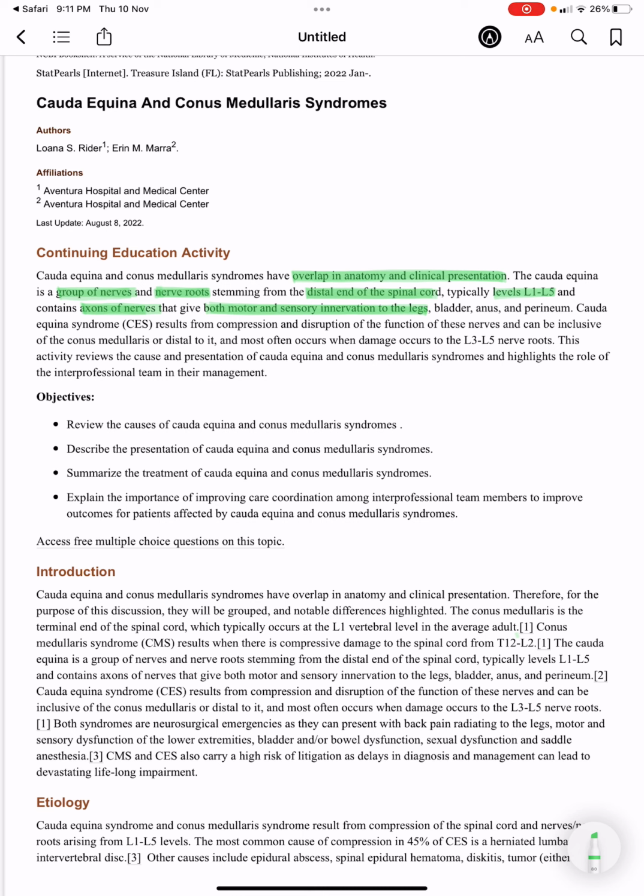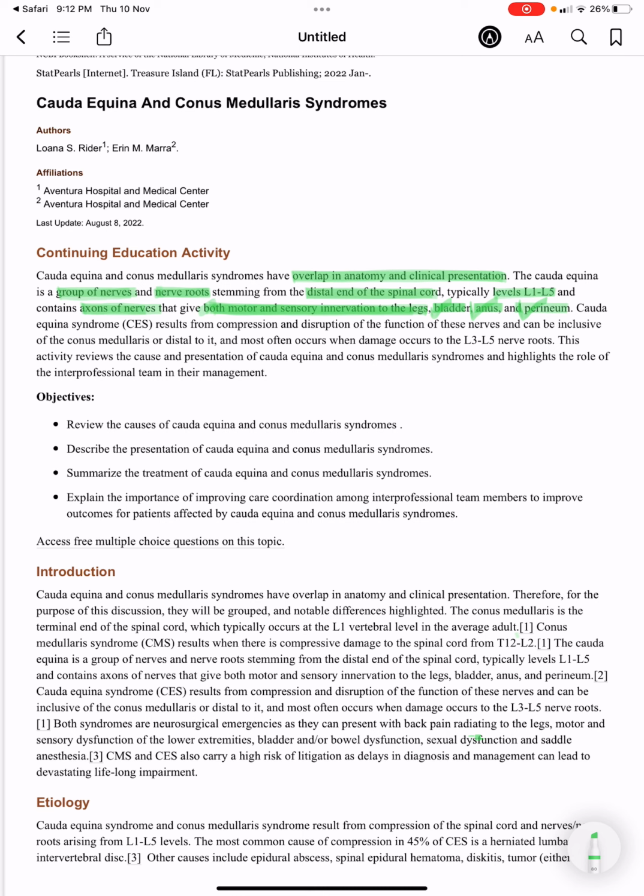Cauda equina means it is a group of nerves and nerve roots originating from the distal end of the spinal cord, levels L1 to L5, and this contains axons of nerves that give both motor and sensory innervation to the legs, to the bladder, to the anus, and to the perineum. So bladder, anus, perineum, and motor and sensory innervation to the legs.